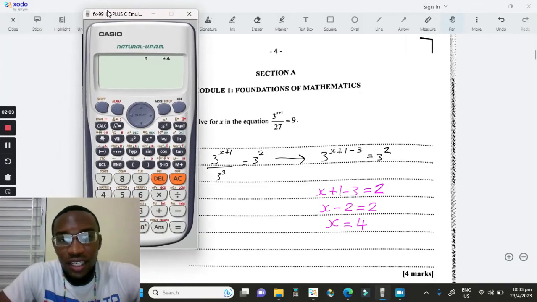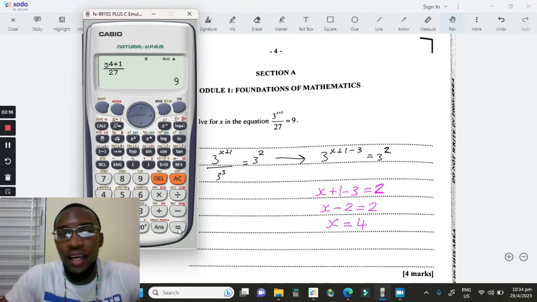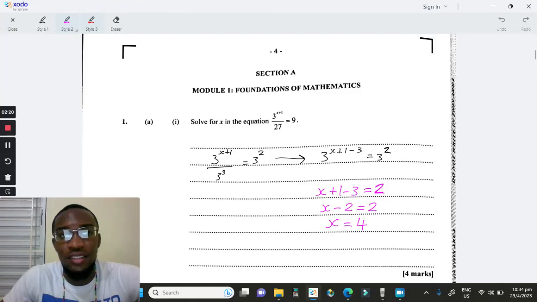I'm just testing the answer. 3 fraction button, 3 raised to the 4 plus 1 divided by 27. We should get 9. We do get 9, so 4 is correct. Easy, easy, easy. That's our answer.